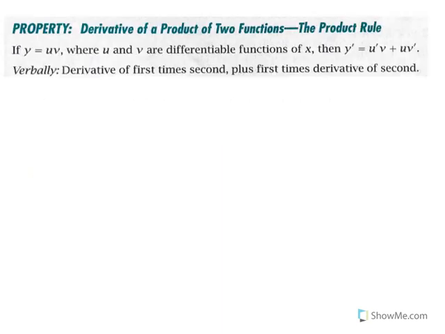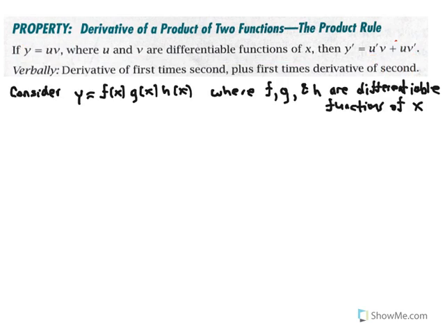This is the product rule. If you have y is equal to a product of two differentiable functions of x, then the derivative of y is the derivative of the first function times the second plus the first function times the derivative of the second. The question is, what if you have a product of three differentiable functions of x? So we'd like to consider a function y that is a product of three differentiable functions f, g, and h. How do we find y prime?